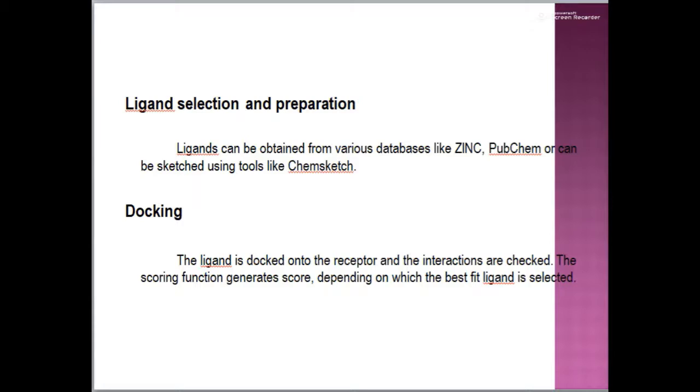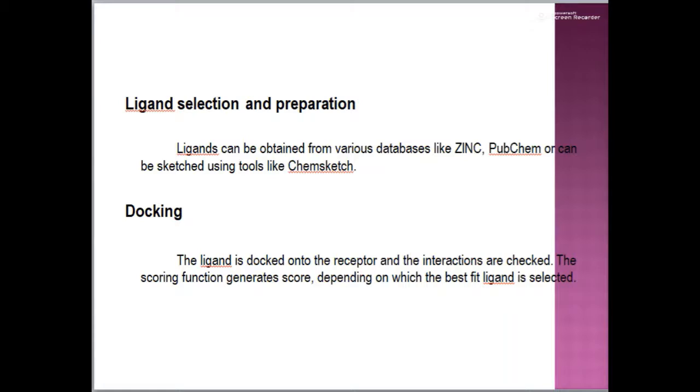Now coming to the ligand selection and the ligand preparation. The ligands that we have, you can get from different databases, such as PubChem, ZINC and so on, or else you can use software called ChemSketch or ChemDraw, and you can draw the chemical or the ligand which you have.